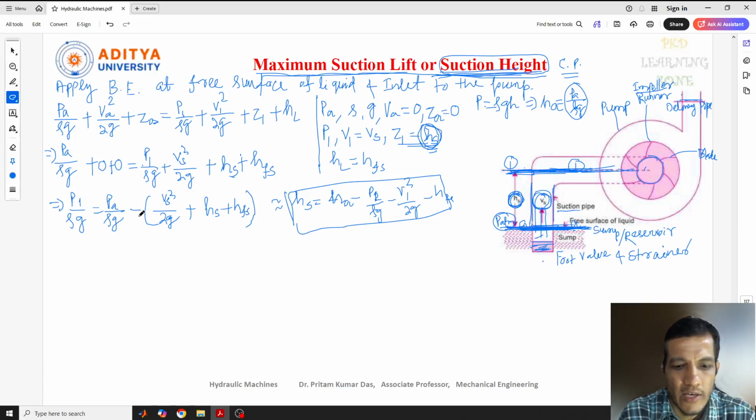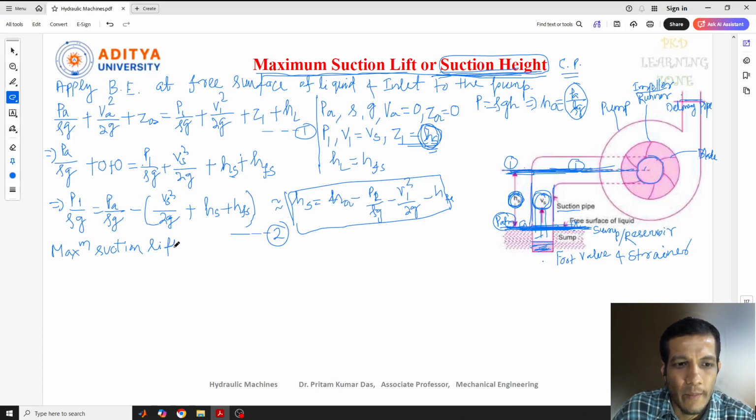Now this is the equation. Let me give this equation number 2, and the earlier one equation number 1. Now what is the requirement for us? To find the maximum suction lift. Okay, to find the maximum suction lift.